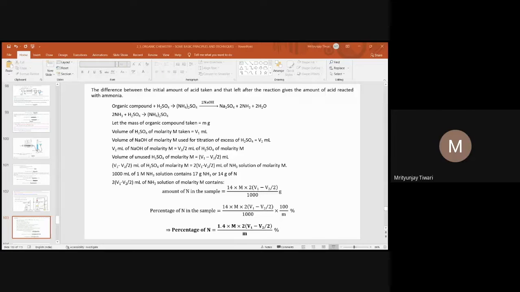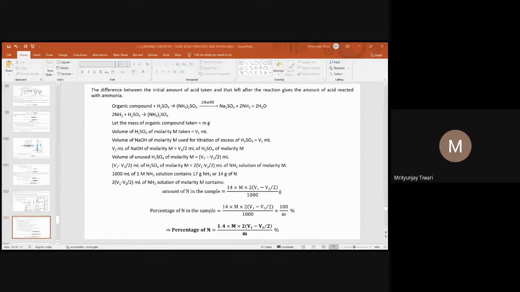Either we could do it like this: if the ammonia was 2 molar, then again the volume of H2SO4 and the volume of ammonia taken will be equal. But if the same molarity of ammonia and H2SO4 are there, it means the volume of H2SO4 will be just half of the volume of ammonia that is reacted with this H2SO4. So anyway, what we see now is that the 20 ml ammonia solution is considered as 2 into (V1 minus V2 by 2) ml of ammonia solution.